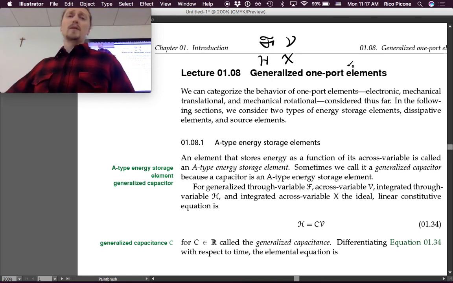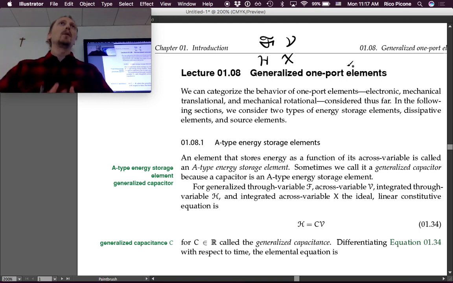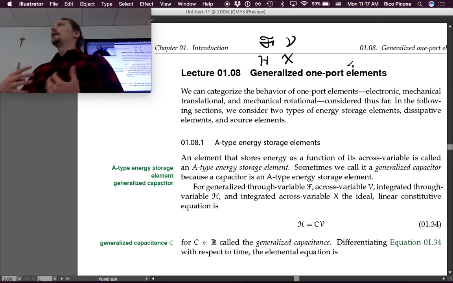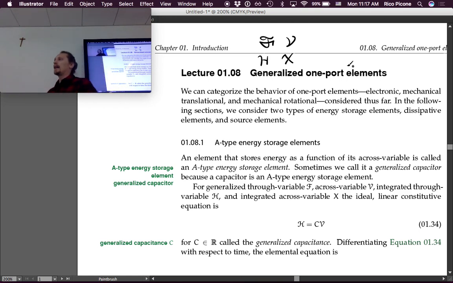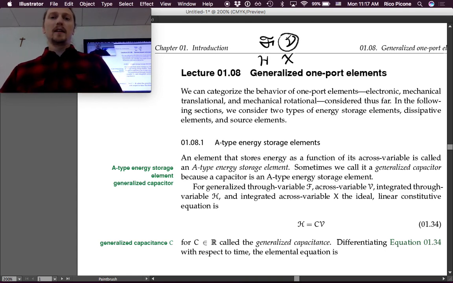So we had just introduced those, and now we're going to finish off chapter 1 by looking at these analogies among the different energy domains in more detail. So we've talked about the analogies among the different variables now. So across variables are like voltage and velocity and angular velocity, right? Those were our 3 across variables. So they're all in this category here.